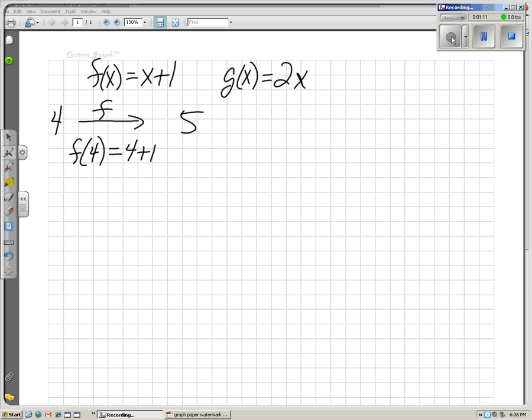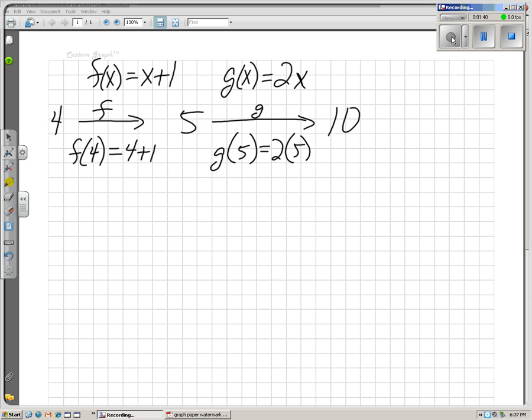Okay, let's take that 5 now and run it through the g function. Well, g of x equals 2x. g of 5 must be 2 times 5, because I'm taking out the x and putting in 5. 2 times 5 is 10. So when I run 5 through the g function, I get 10. So I started with 4, I ran it through the f function and got 5. Then I took that answer 5 and ran it through the g function and got 10.